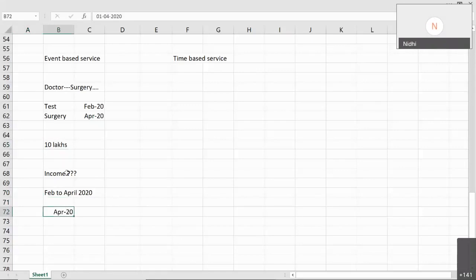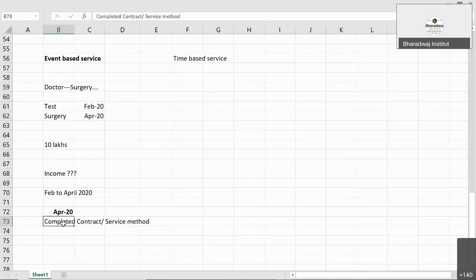Exactly. In case of event-based service, only when the event is complete can you recognize the income. This is called the completed contract or service method.